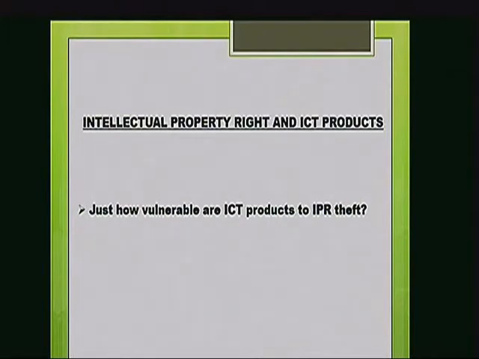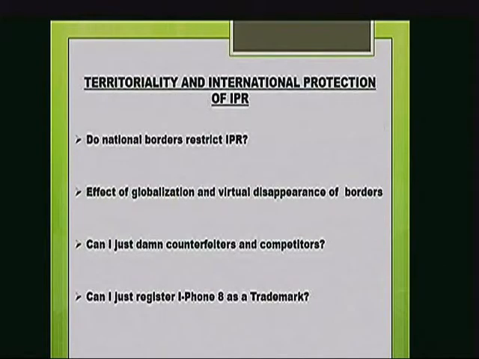The very nature of ICT products makes them so intertwined with intellectual property that it is difficult to separate them. One of the clearest examples of ICT of intellectual property is actually ICT products. They are almost always somehow related to intellectual property. Then we'll move on to territoriality and international protection of IPR.